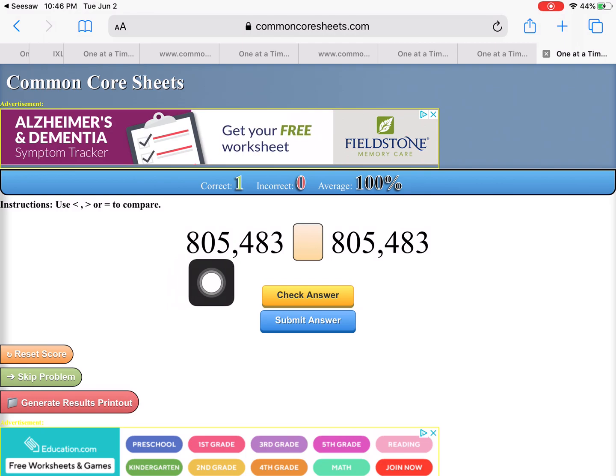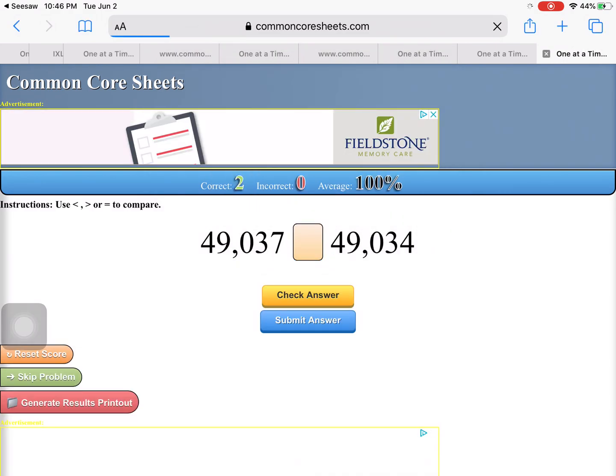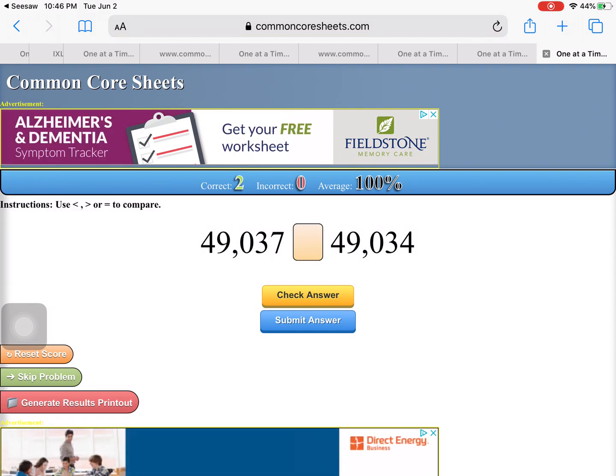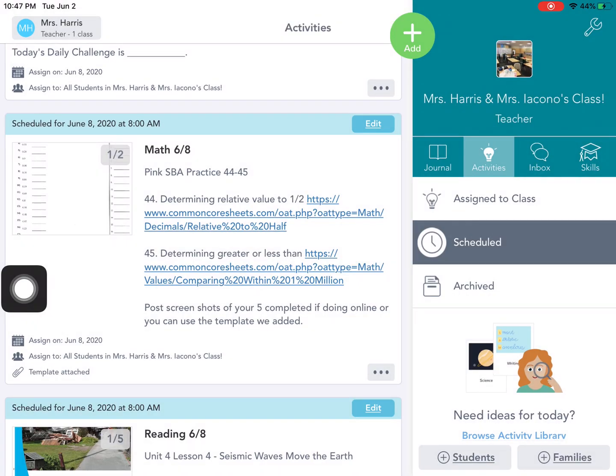I'm going to keep going. 805,483 and 805,483. As I read them, I can tell that they're going to be equal. 8 and 8, 0, 0, 5, 5, 4, 4, 8, 8, 3, 3. I know that they're equal. I read the exact same numbers. And these are pretty easy. I thought they were comparing decimals, but they don't seem to have any decimals. So lucky you. Those should be really easy for you today. If you have any questions, please let us know.